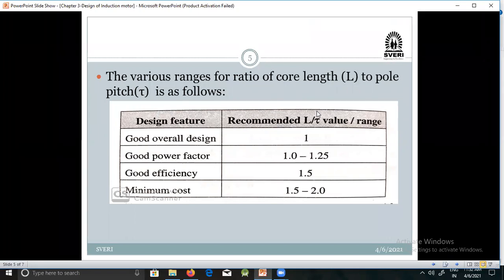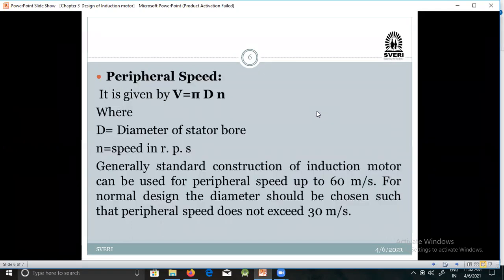Okay, you need to remember this table also, because they will ask MCQs based on this table. And another last point: if they give the diameter and speed and ask you to find the peripheral speed, then v is equal to pi d n, where v is the peripheral speed of the motor, d is the diameter of the stator bore, and n is the speed in rps.